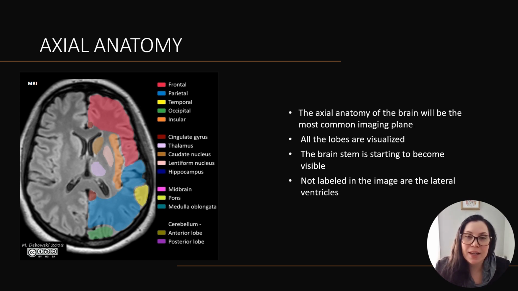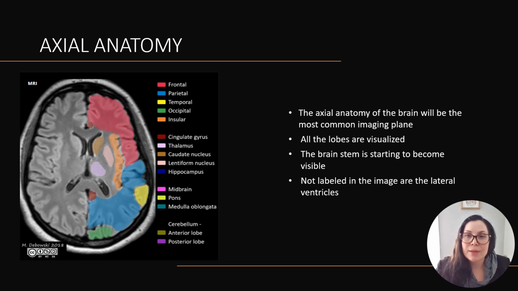The axial anatomy of the brain will be the most common imaging plane for MRI and CT. In the figure, all of the lobes are visualized. The thalamus, which is the little violet part, is above the brainstem, is starting to become visible.